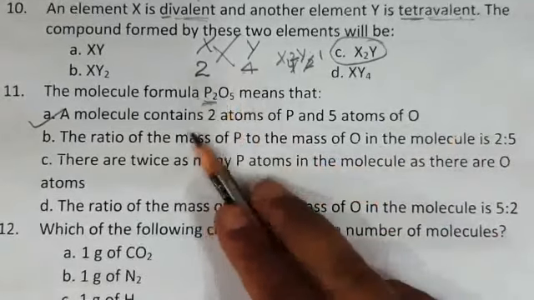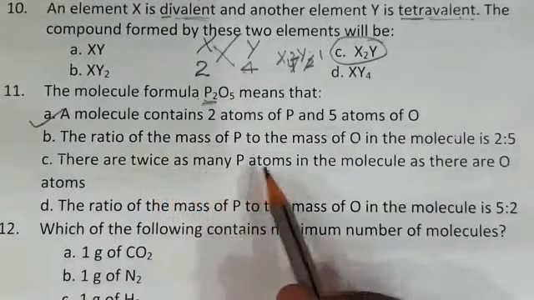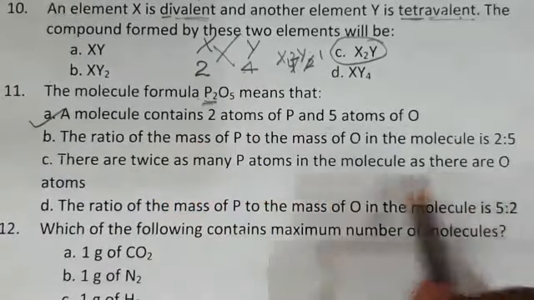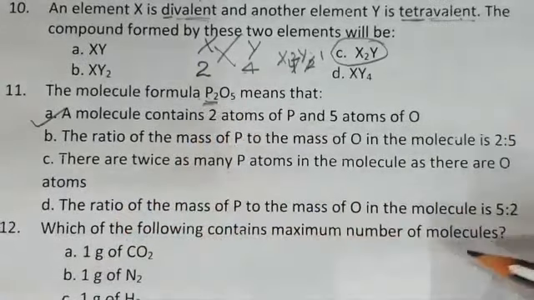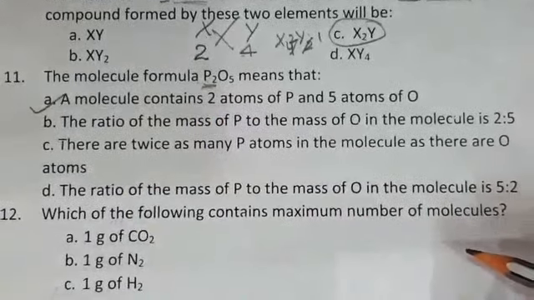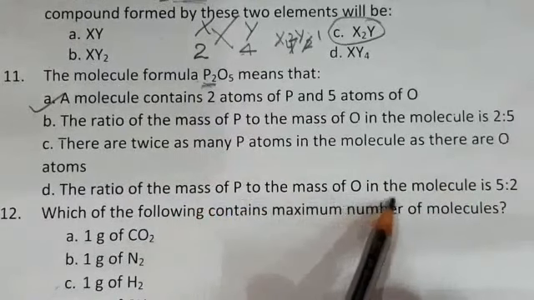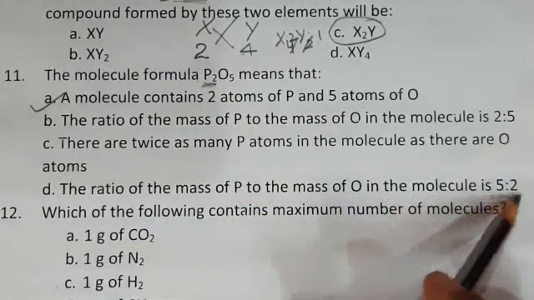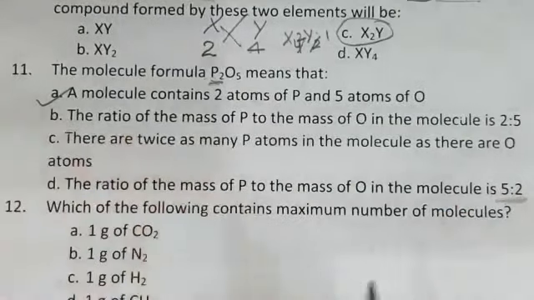You can calculate. Third, there are twice as many phosphorus atoms in the molecule as there are oxygen atoms. Okay, that will be twice. No, it is not given. This is also wrong. Third, D option. The ratio of mass of the phosphorus to the mass of oxygen is 5:2. This is also wrong. So the answer is A.